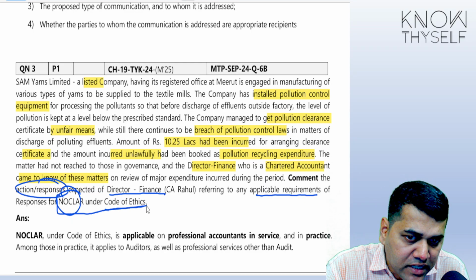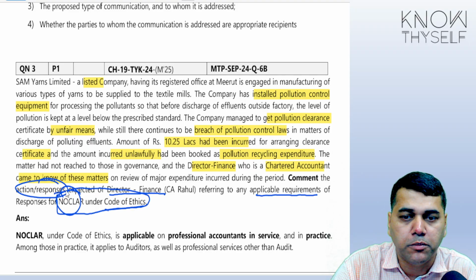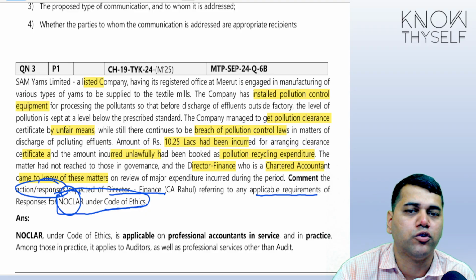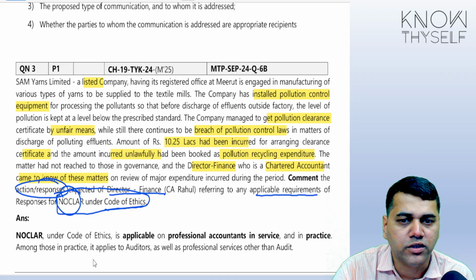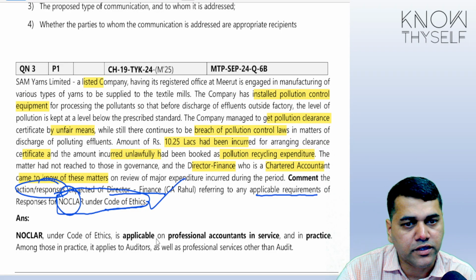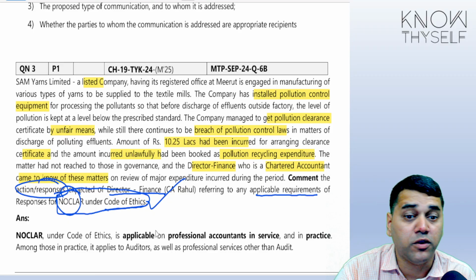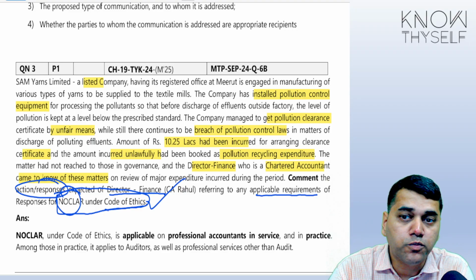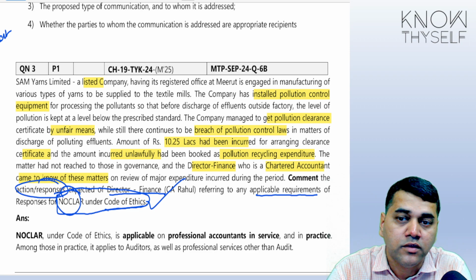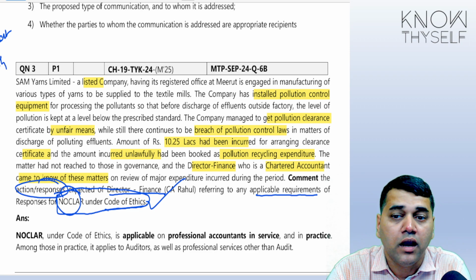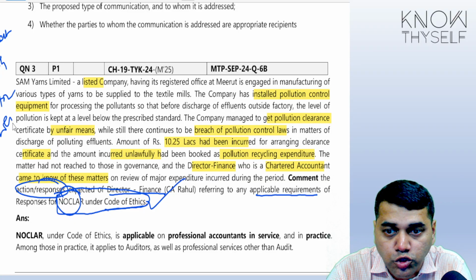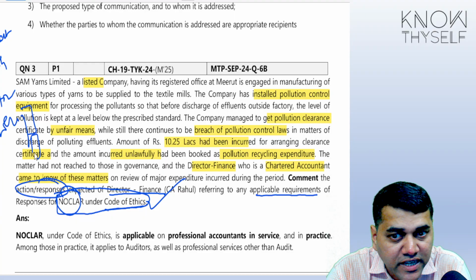A very clear-cut indication they had given that you have to talk about NOCLAR. Now tell me, in the entire 19 chapters, where have you come across the word NOCLAR? In professional ethics only. And see, they have also said Code of Ethics. Okay, in the Code of Ethics, they are talking about the responsibility. When you speak about the responsibility, first of all, we discussed what is NOCLAR. Second, to whom it is applicable, how it is different from SA 250, what you should do. You remember they had given it in the form of a flow chart.